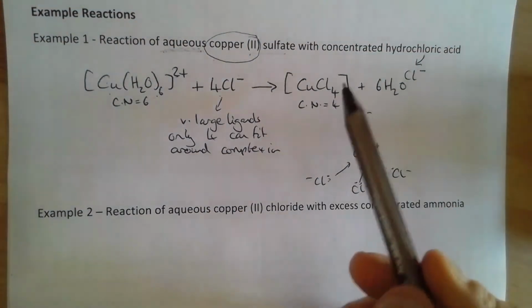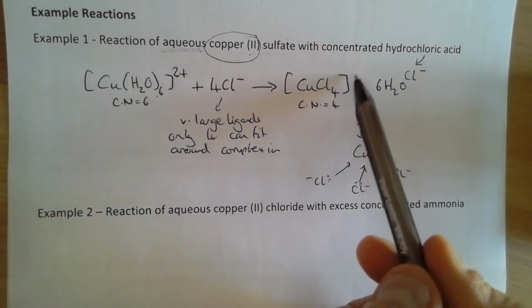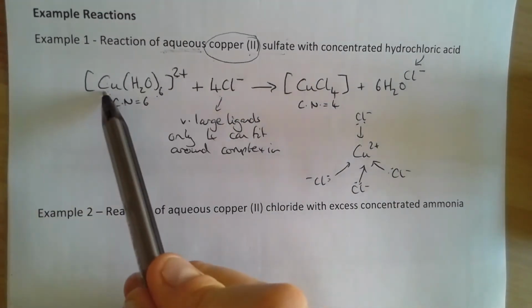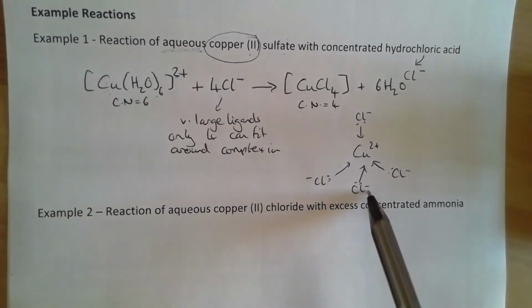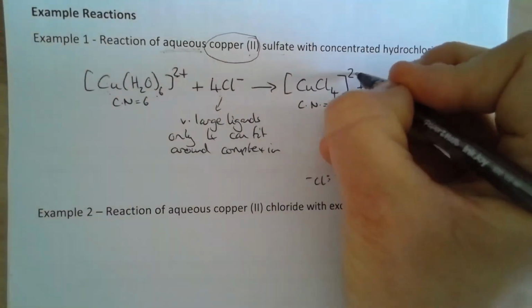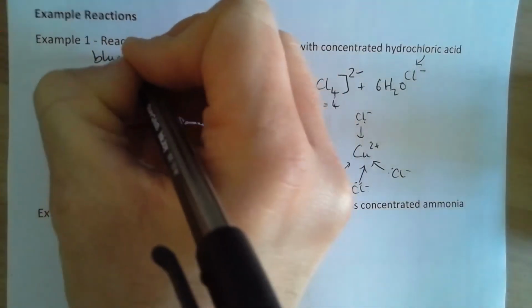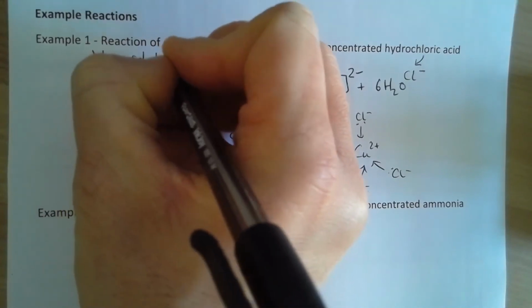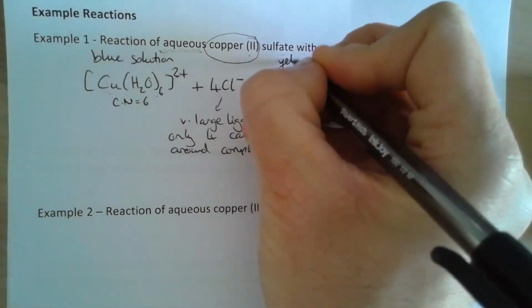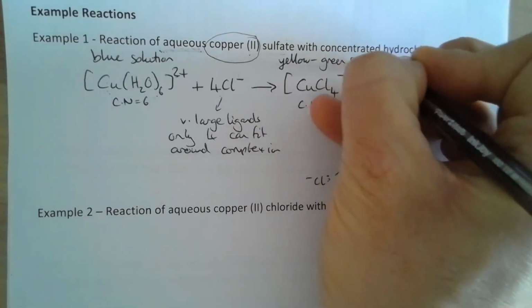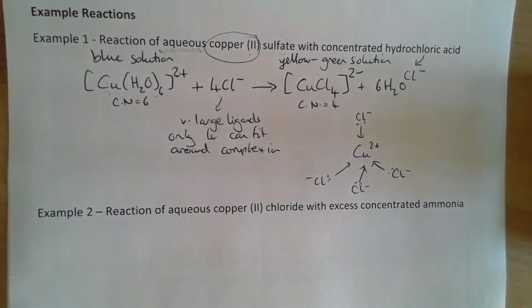One thing we haven't done is work out the charge on the complex. The copper 2 plus is still 2 plus, it hasn't changed oxidation state. We've got 4 Cl minus ions, so overall the charge on that complex is going to be 2 minus. We also need to know the colour change. This is a blue solution and it changes to a yellow-green solution. So these are colour changes that you have to know.